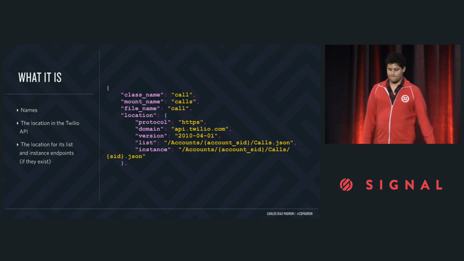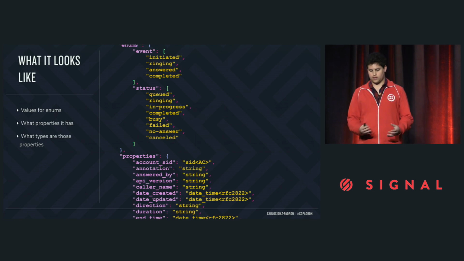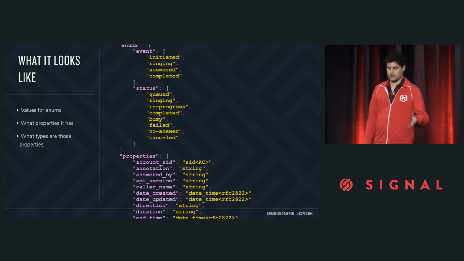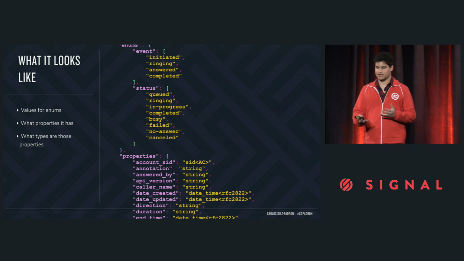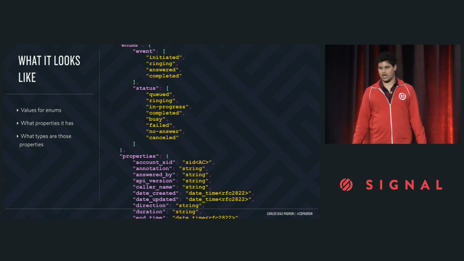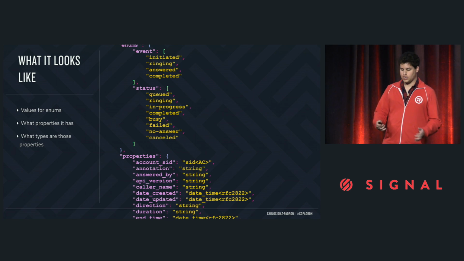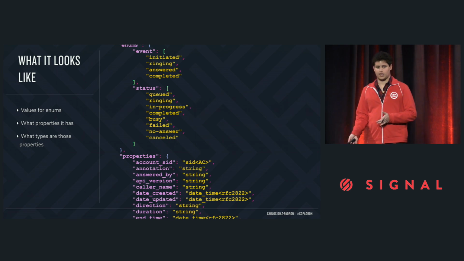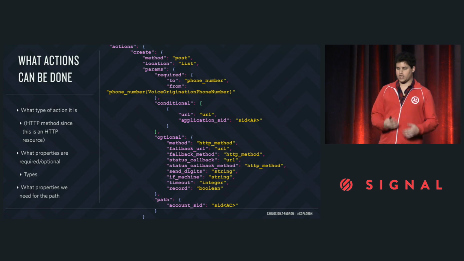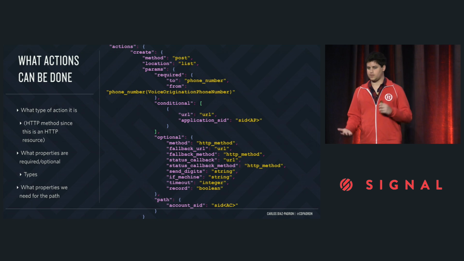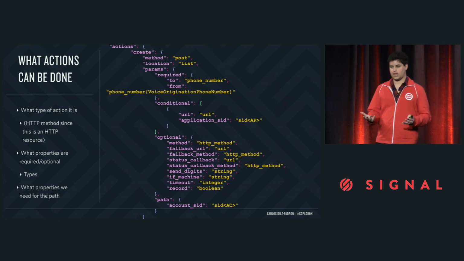We define what it looks like, so we can see if it has different enums, what values can actually reside in there, what properties it has, what types those properties are, and what specific types. For example, for date times, is it RFC 2822 or is it ISO 8601? What can we actually do to this resource? Can we create it? Can we delete it? Can we update it? How do we do that?